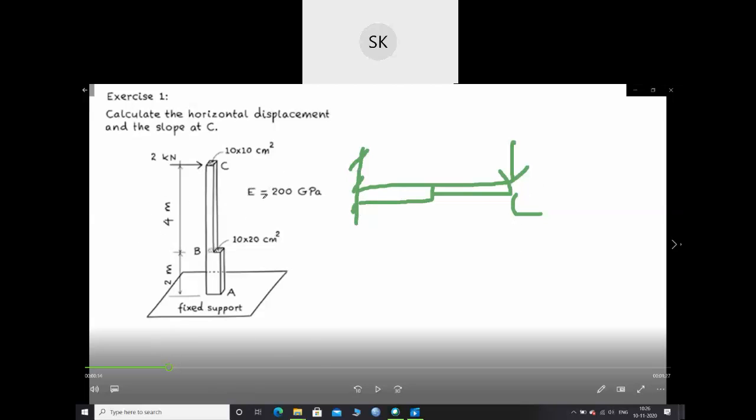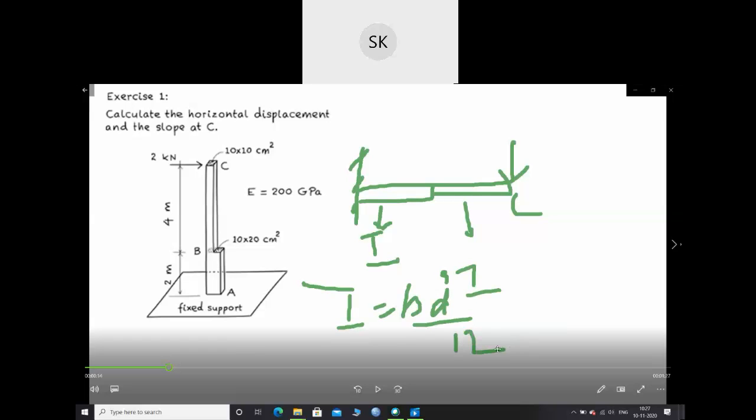E is given as 200 GPa, same for both materials, but I will be different for this section and this section. As it is a rectangular section, your I will be BD cube by 12. What is the moment of inertia for a rectangular section? We have seen that it has a formula of BD cube by 12. The E value will be same for the whole section because it is made up of the same material. So it is given E is equal to 200 GPa for the whole material. But your I will be different for this section and for this section. Okay, so let's continue.